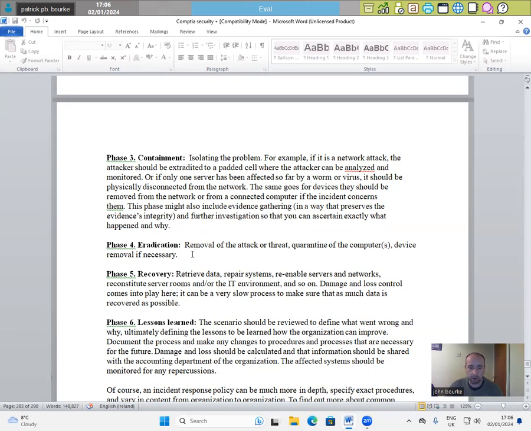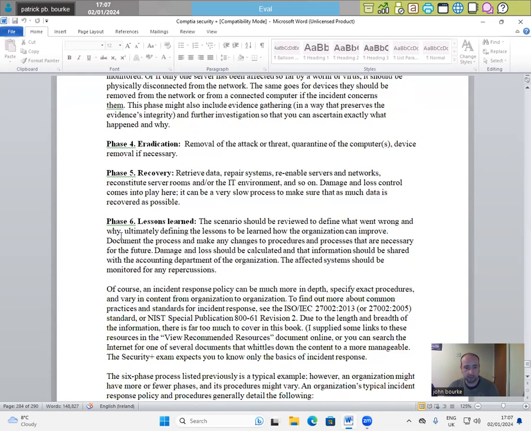Phase 4, eradication, removal of the attack or threat, quarantine of computers, device removal if necessary. Phase 5, recovery, retrieval of data, repair systems, re-enable servers and networks, reconstitute server rooms or the IT environment, and so on. Damage and loss control comes into play here. It can be a very slow process to make sure that as much data is recovered as possible.